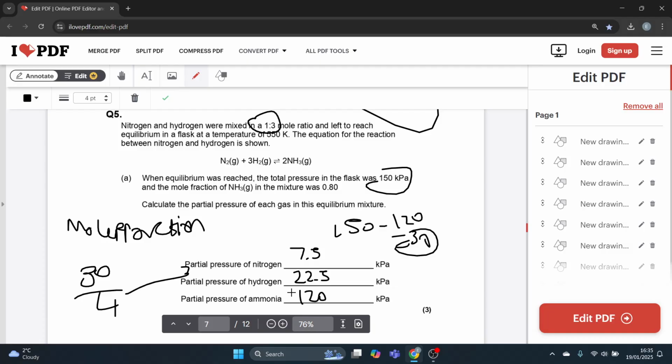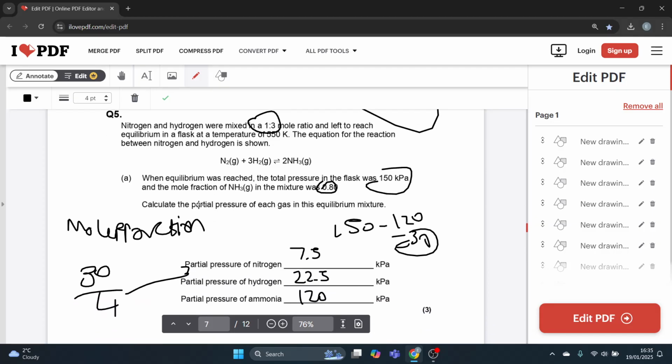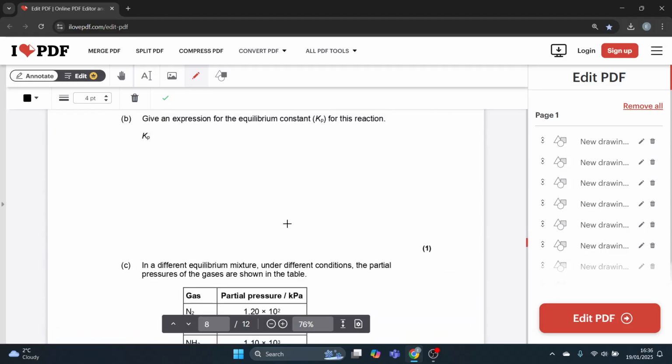Very sneaky. You could go through different pathways, thinking I need to find the equilibrium moles, but in reality you don't, because it's giving you the mole fraction. So first find the partial pressure of ammonia, which is very easy: the mole fraction times the total pressure in kilopascals. Then you realize you've only got 30 kilopascals of total pressure left, and it's a 1 to 3 mole ratio, so it's shared between nitrogen and hydrogen. Just divide by the total ratio to find nitrogen, and times it by 3 to find hydrogen.